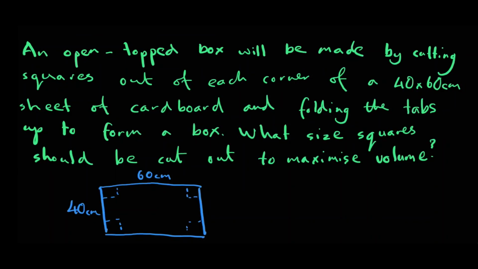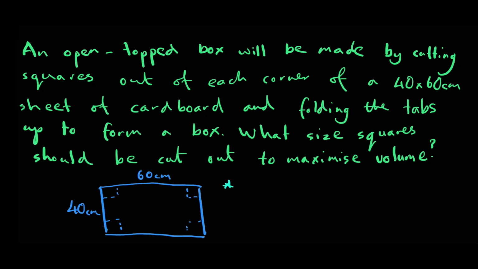Alright, here's another question. An open top box will be made by cutting squares out of each corner of a 40 by 60 centimeter sheet of cardboard and folding the tabs up to form a box. What size square should be cut out to maximize the volume? And I've already included a diagram just to help you understand the question.